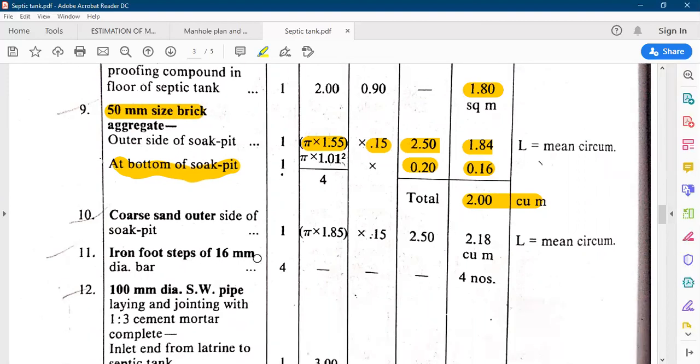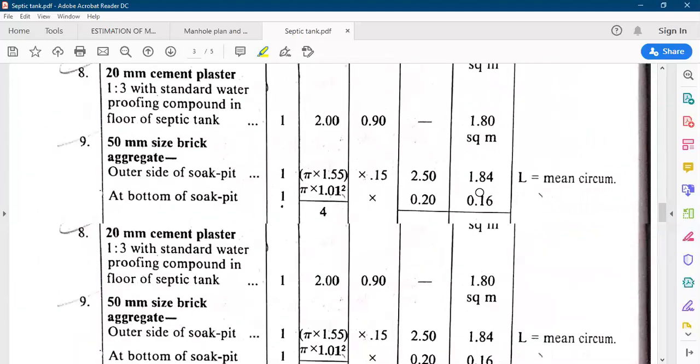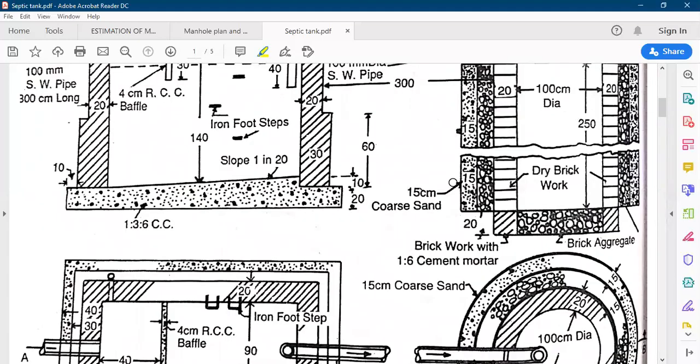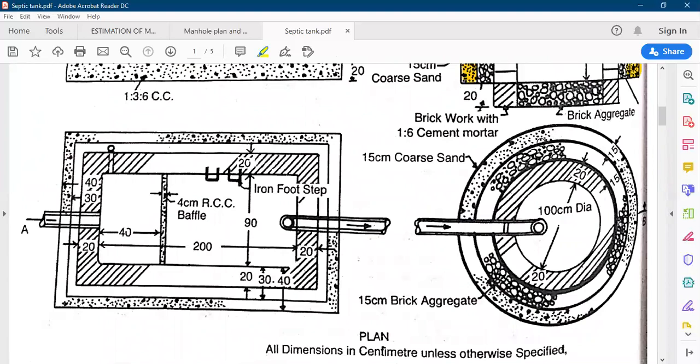Similarly, coarse sand at the outer portion of the soak pit, right next to that brick aggregate. So we will be able to see the coarse sand at the outer portion of the soak pit. This is the coarse sand I am trying to mention. It is to be filled at the outer portion of the soak pit, which we can see in the plan here, for a height of 2.5 meter, right?